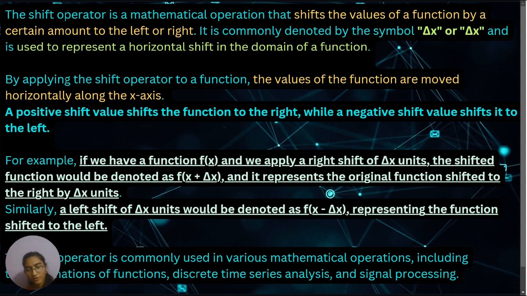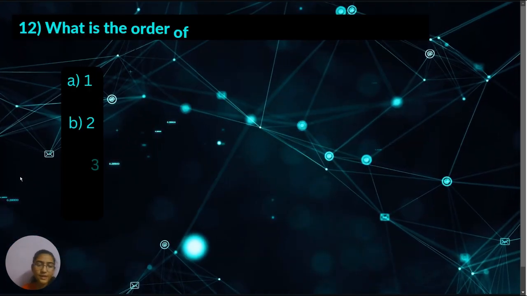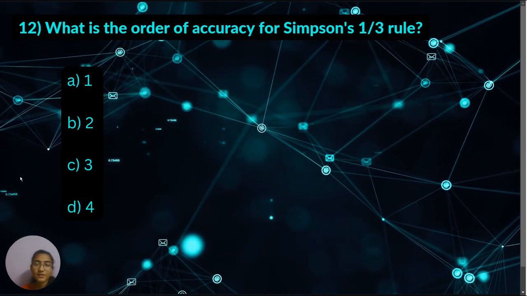Okay, so shift operator is commonly used in mathematical operations using the transformation of the function, discrete time series analysis, and signal processing. So that is it for shift operator. Now let's jump on to the next question. So what is the order of accuracy for Simpson's 1/3 rule?